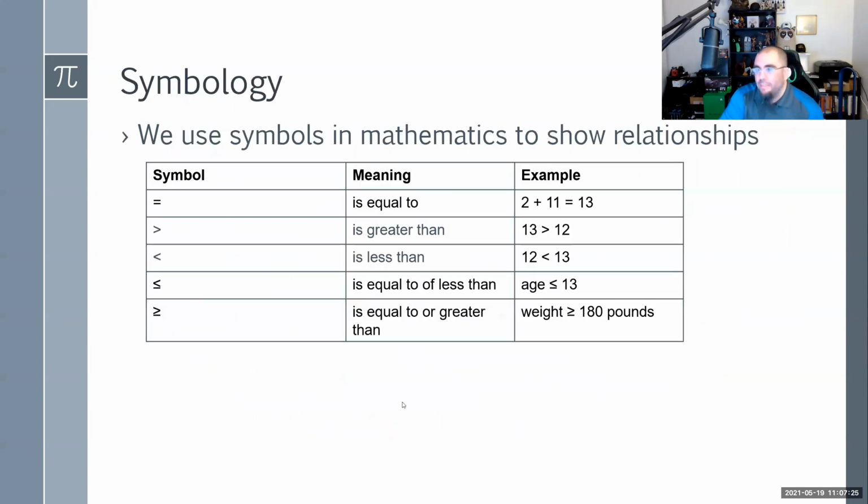Positive numbers are to the right of 0, negatives are to the left, like I said. We use symbols in mathematics to show relationships, right? Equal sign meaning equal to. The opening to the right of the triangle means greater than. The opening to the left of the triangle is less than. Then we also add the fun of less than or equal to, greater than or equal to, right?